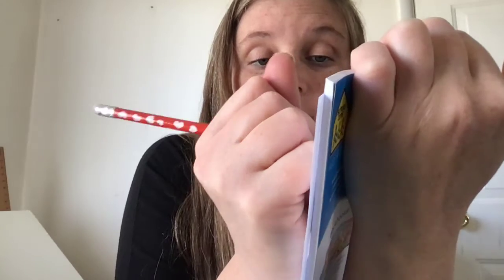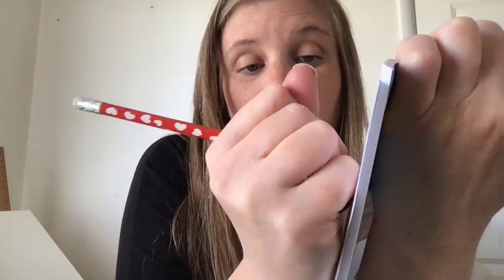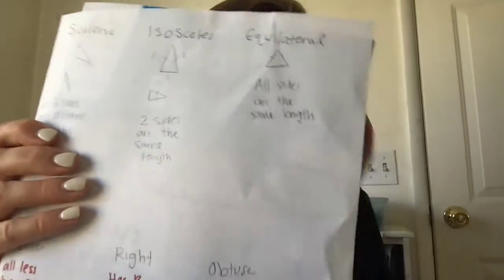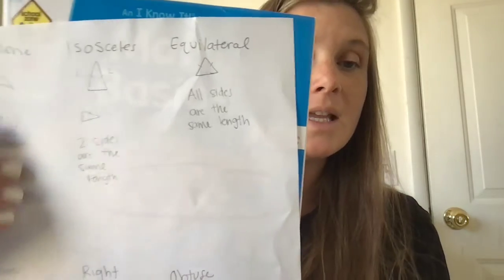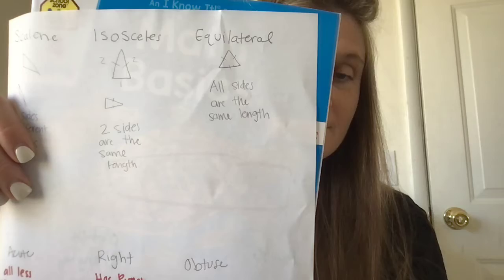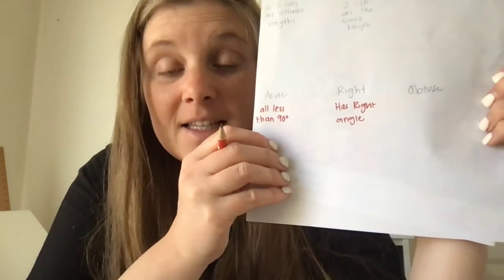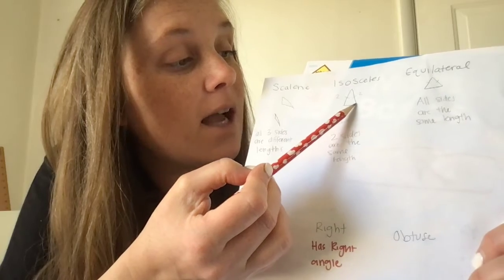All sides are the same length. Okay? So scalene, isosceles, and equilateral. Okay, now let's talk about this. This was categorizing them by their sides, right? Their sides.